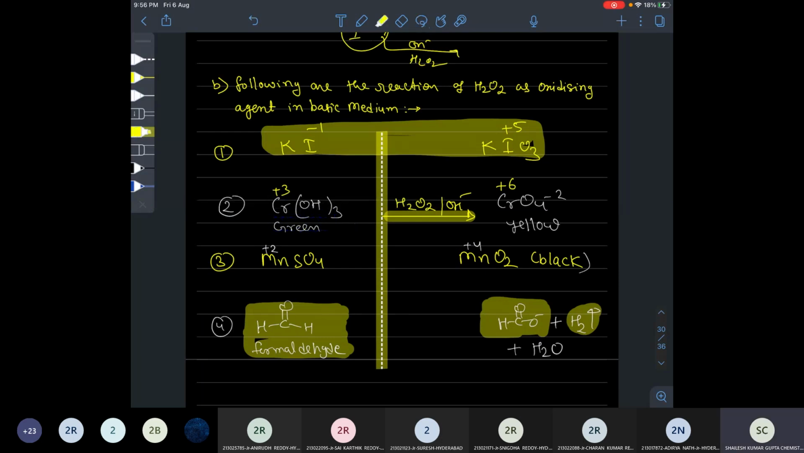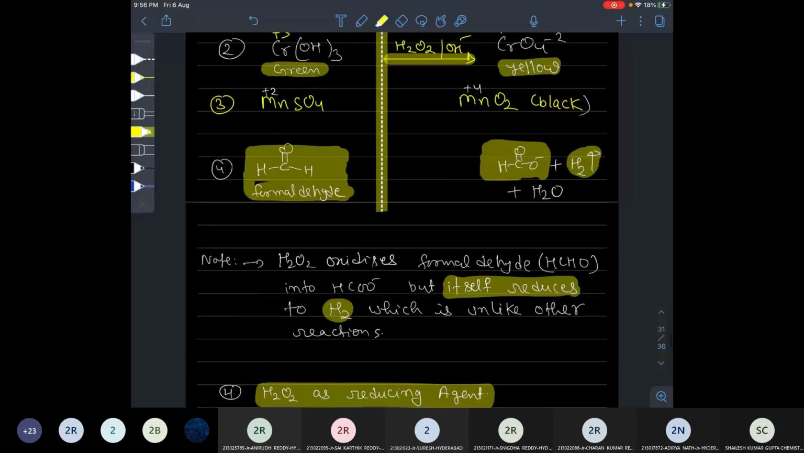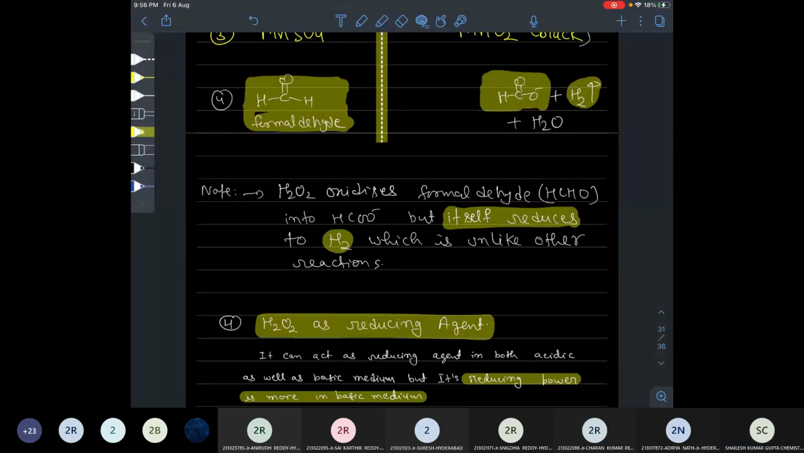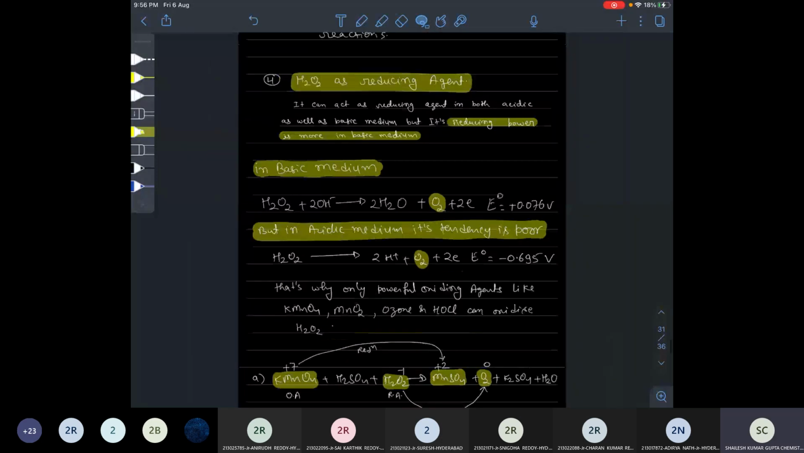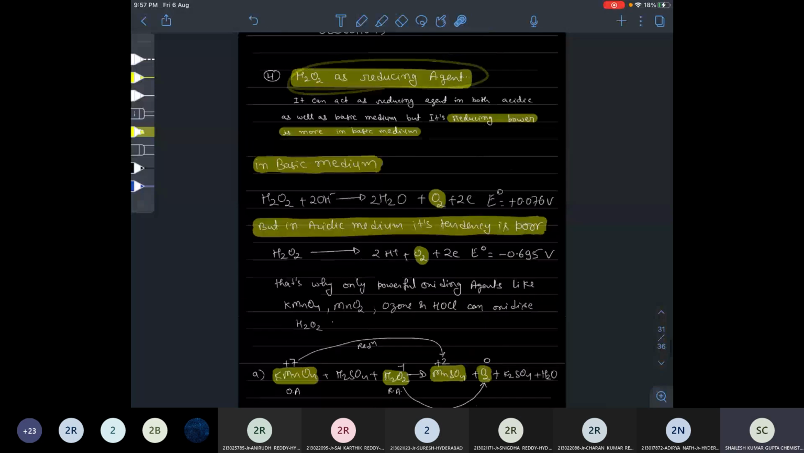And that will come by multiple revisions. That's why I am telling you again and again: inorganic, if you want to be better, you are supposed to read it as many times as possible. Similarly, H2O2 as a reducing agent works in both media, basic and acidic, but in basic medium it is a better reducing agent. So I have given the reactions.